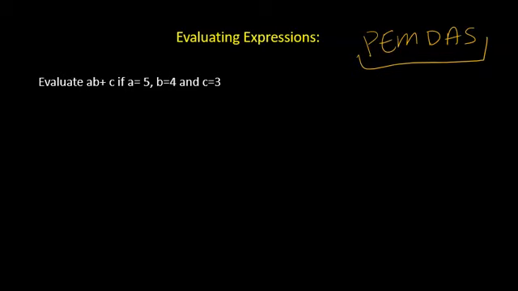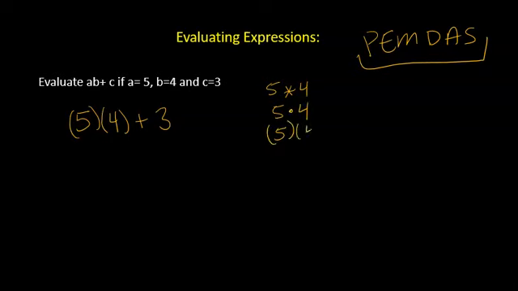So let's take a look. I have AB plus C. So I have A is 5, B is 4, plus C. Right here, A and B are touching each other. That's understood to mean they're supposed to be multiplied. So I could do 5 times 4, I could do 5 dot 4, or I could do 5 with parentheses. All of these are the exact same thing. You're going to get the same outcome. They're just three different ways of showing it. I'm just doing the parentheses.